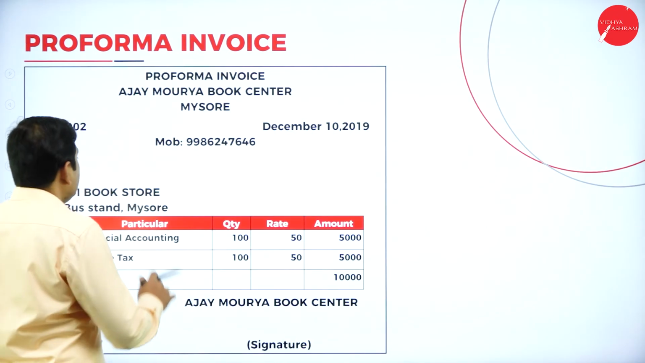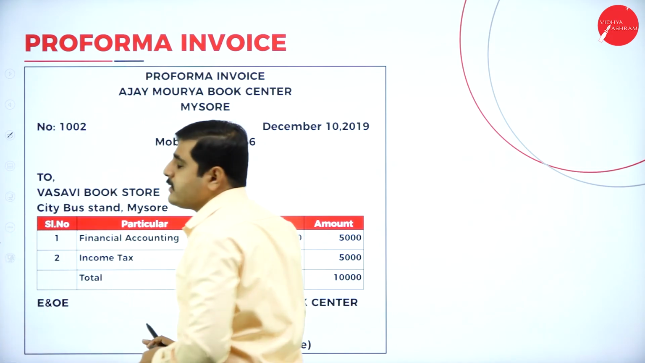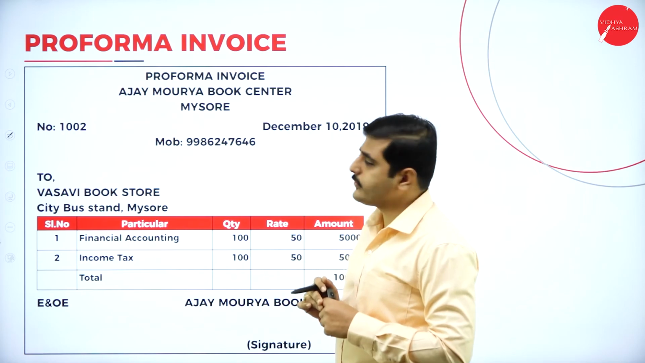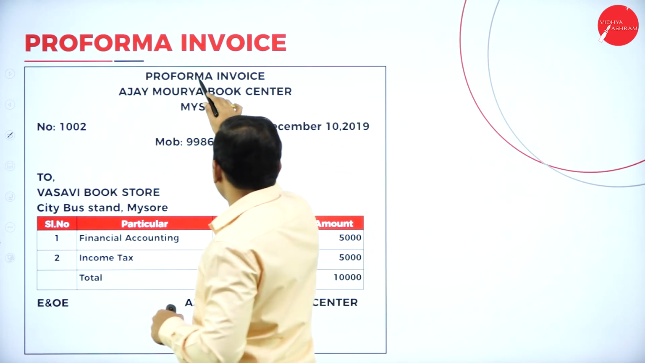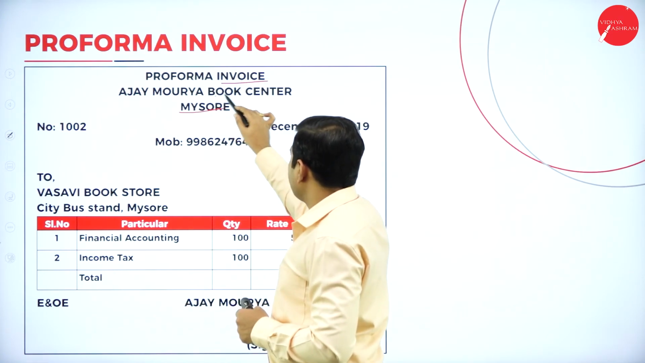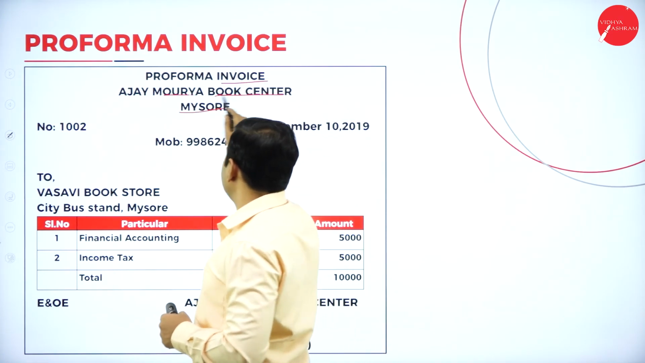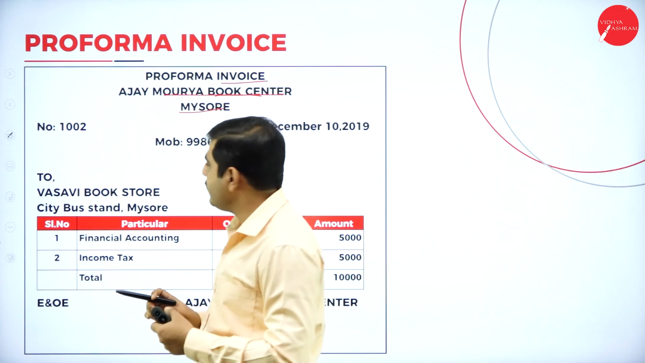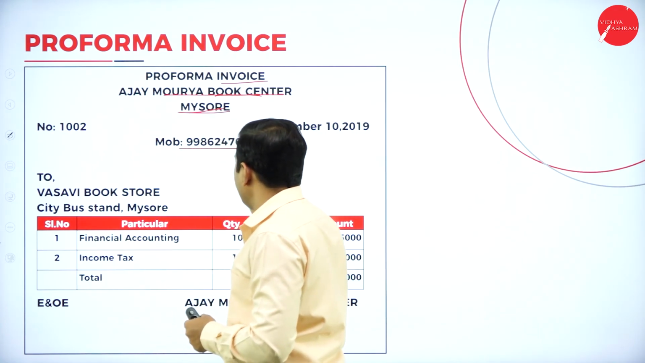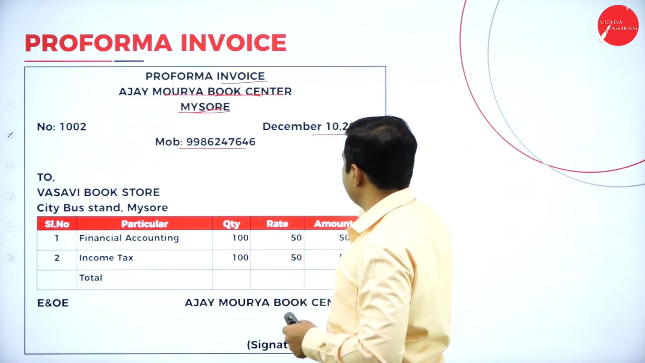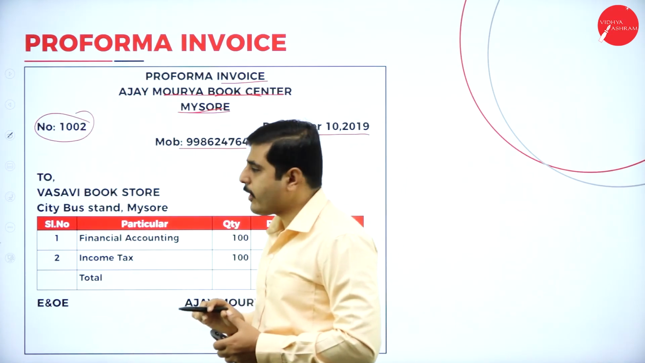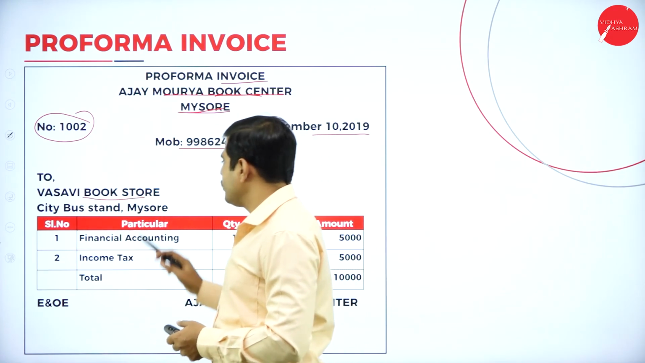Next point. This is the pro forma of invoice. You will be asked to write the pro forma of invoice, which carries 5 marks. Here, the pro forma of invoice, it may be for a book center, Ajay Maurya Book Center, then the head office name. Next, the name of the district, the phone number, date, bill number or invoice number, and to whom we are sending the product. We are sending the product to Vasavi Bookstore.